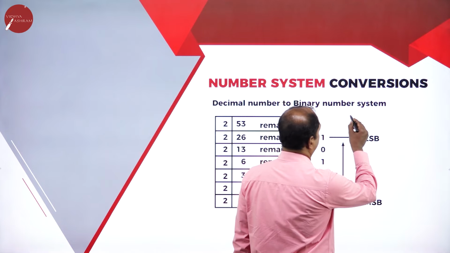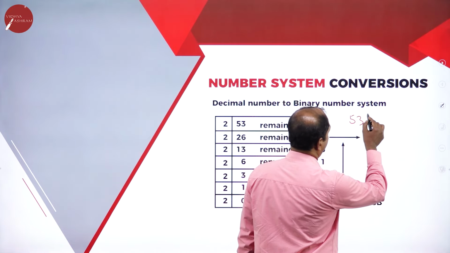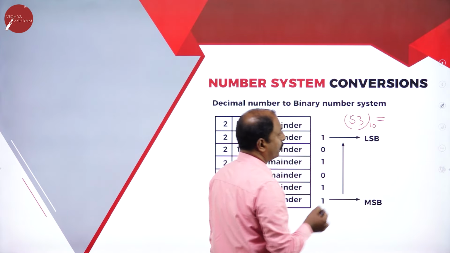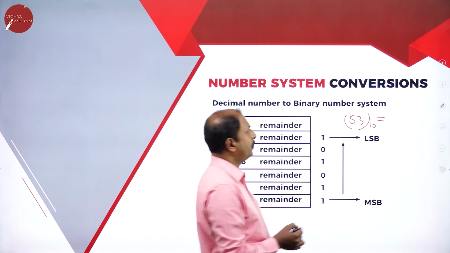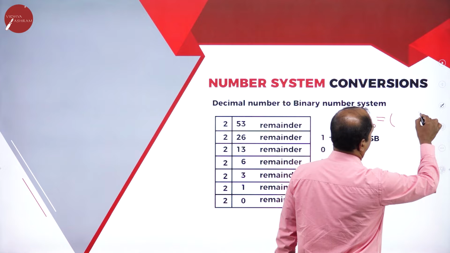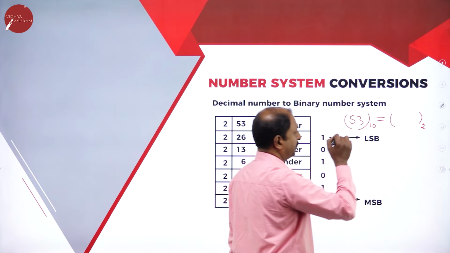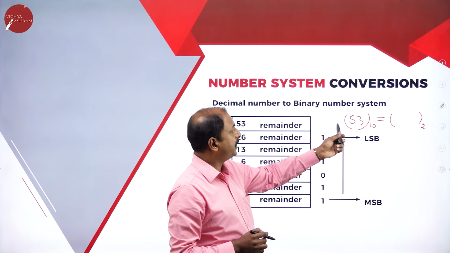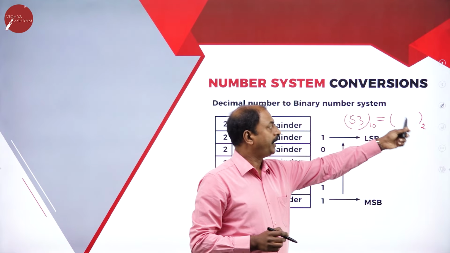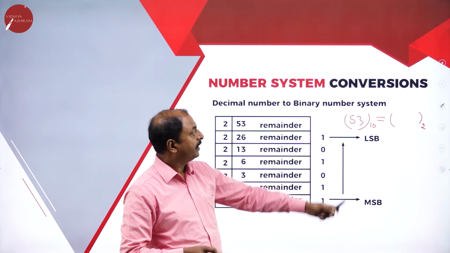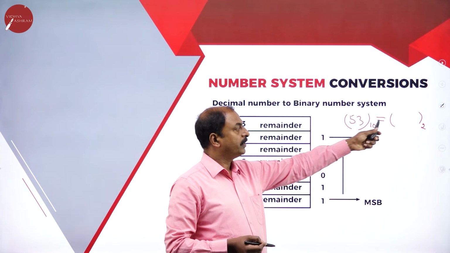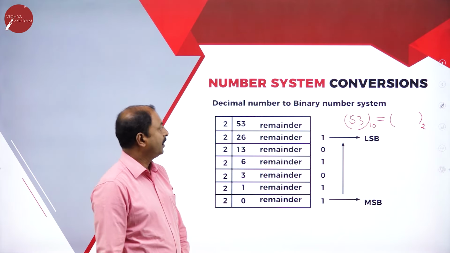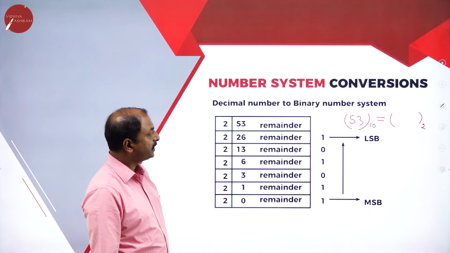We have to represent 53 to the base 10, and we have to find out what its value is in the binary number system. So we are converting the given decimal number to binary, or expressing this decimal number value in the binary number system. What is the procedure here, students?